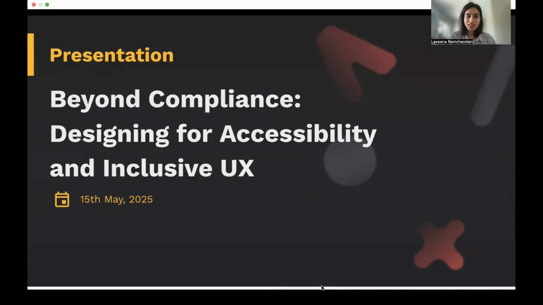Today, I will be talking to you around beyond compliance, designing for accessibility and inclusive UX. Also, I will be providing you some insight on how BrowserStack can help you with this. So, without further ado, let's get started.